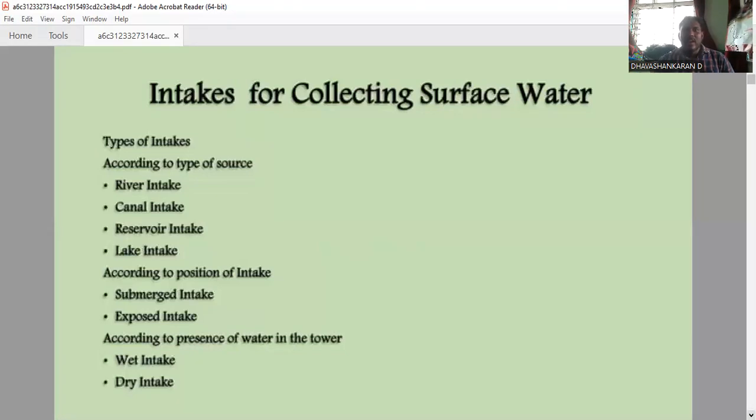Intakes for the collection of surface water: there are different types of intakes available. The first type of intake is according to the source. Source means where we can get this water. The sources are river intake, canal intake, reservoir intake, and lake intake. These four come under the types of sources. According to the position of the intake, there are submerged intake and exposed intake. According to the water tower, we can take it as wet intake or dry intake, which is based on the season, summer or winter.